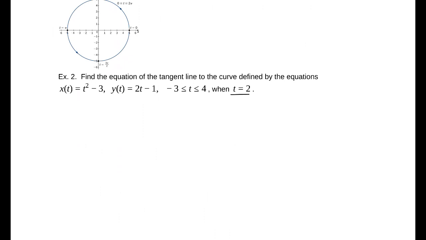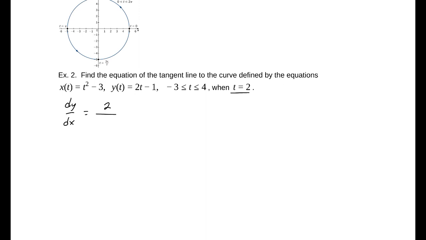Right, so the equation of the tangent line is going to be the same as it always has been. First, we need to find our derivative. Following the same pattern here, the derivative of y is 2. Derivative of x is 2t, so our slope function in terms of t is 1 over t. So the slope of this line is going to be dy dx evaluated at t equals 2, which would make our slope 1/2.